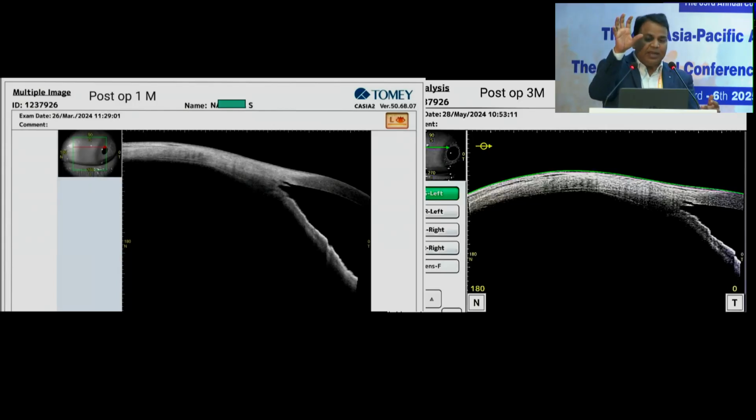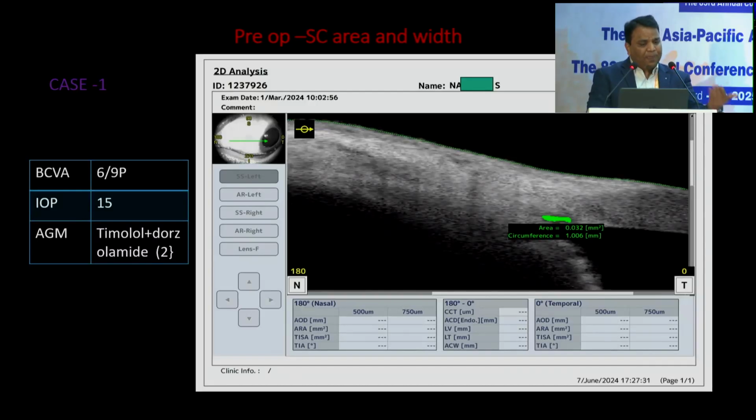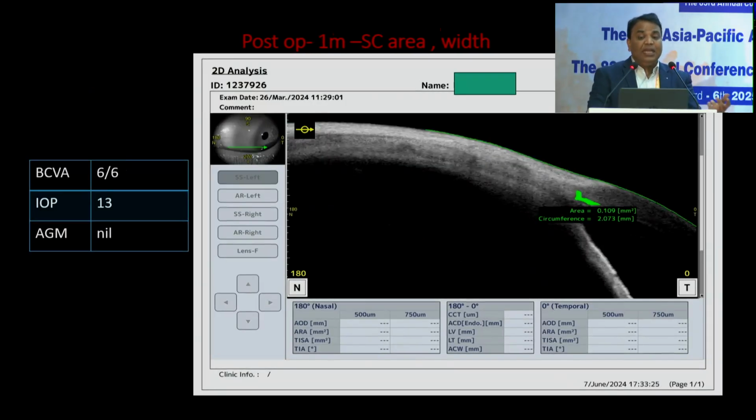But the unique part of this surgery, here you see, is a vertical slit kind of thing. So here we are not damaging the tissue. Tissue is going to remain there. You can see here nicely in the OCT picture, just a vertical slit here. One example is a patient, 69 years, IOP 15 with 2 medications. You can see the Schlemm's canal area is 0.032. After the surgery, the Schlemm's canal is going to widen, IOP becomes 13, an amazing result.